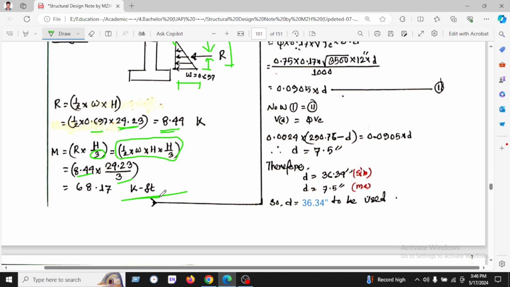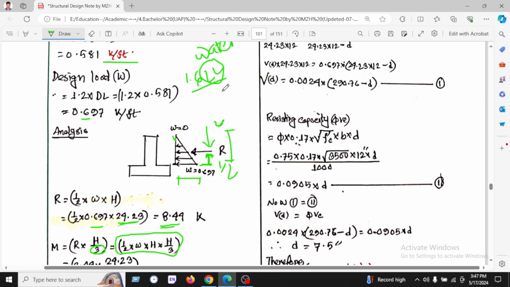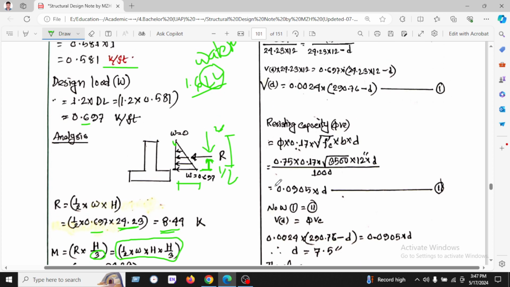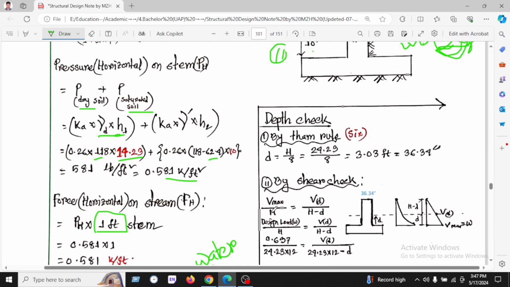This is our moment. So we will design for this moment. This is very important to find the moment. So you have to understand that is why we have used 1/3, because we are calculating the moment from this point. That's why we have taken 1/3. Otherwise we will take the 2/3 if we calculate the upper portion, but it is not possible. Okay, so let's try the depth check.